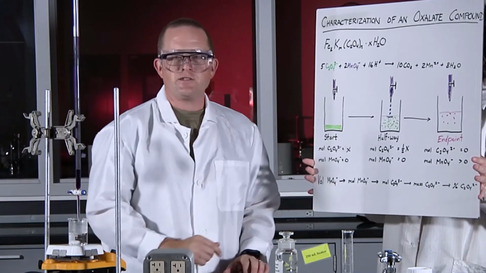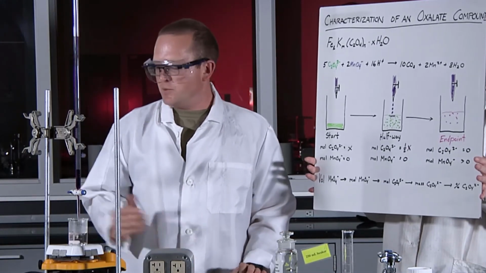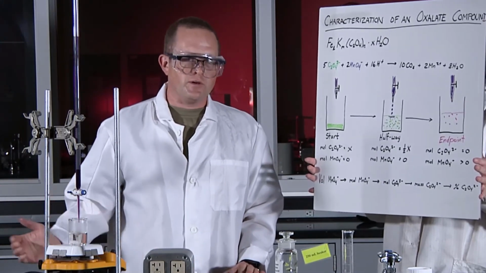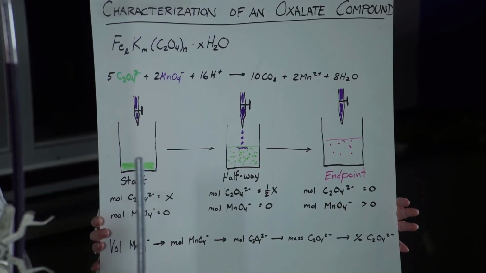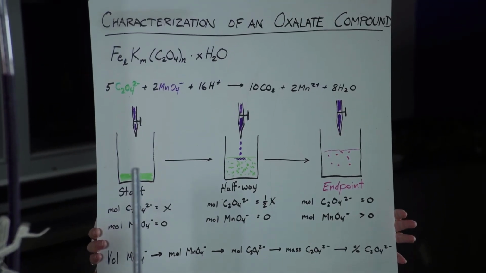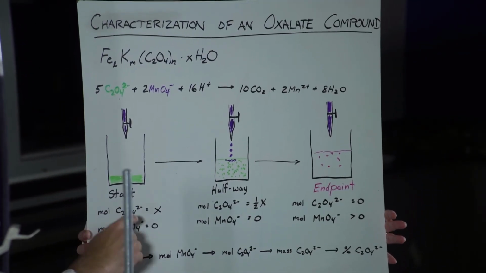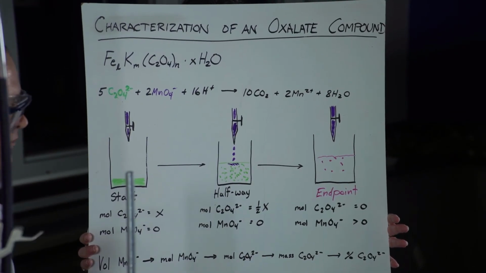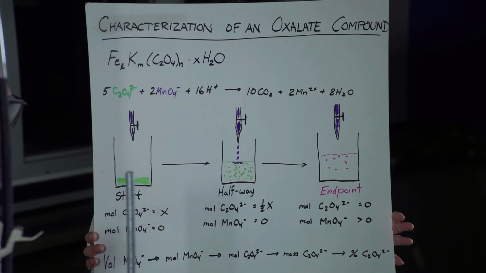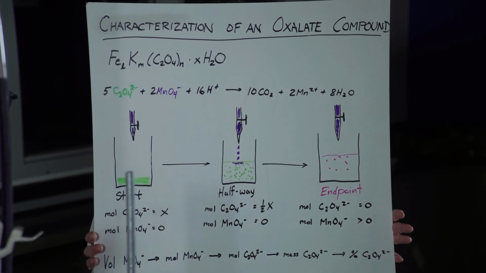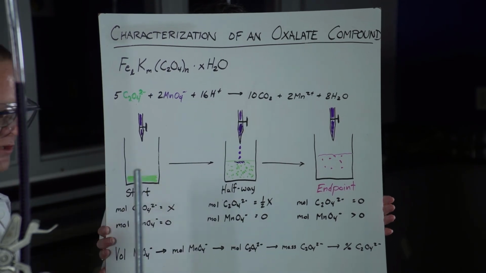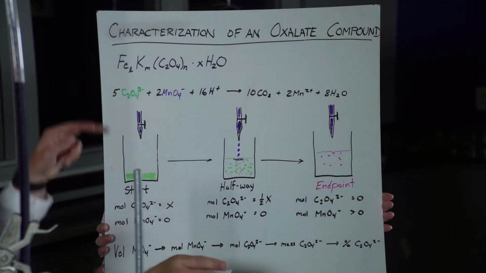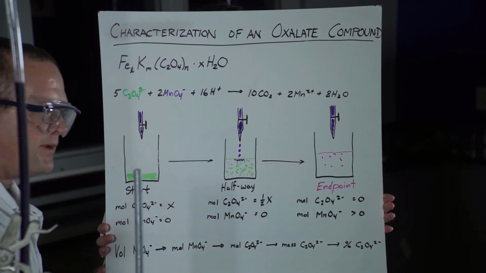You can convert that to the moles of potassium permanganate because you know the concentration of the solution. From there, you can calculate the moles of oxalate anion that were originally in the solution. And then from the molecular weight, you can calculate the mass of the oxalate anion. And knowing the original mass of the whole compound, you can calculate the percent mass.